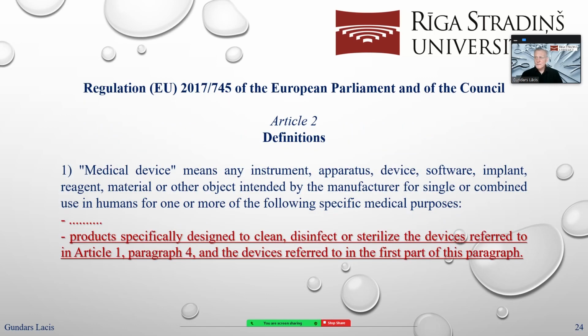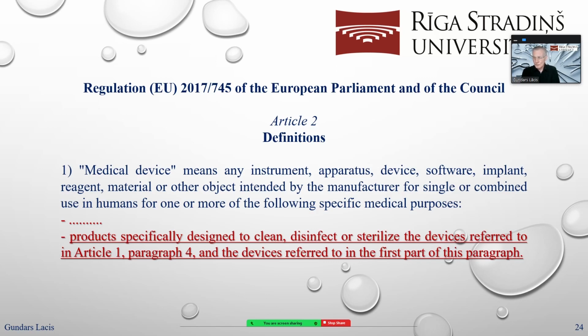And what's different between this regulation and the previous directive? Point 1, Article 2, definitions. Medical device means any instrument, apparatus, device, software, implant, reagent, material, or other item intended by the manufacturer for single or combined use in humans for one or more of the following specific medical purposes.